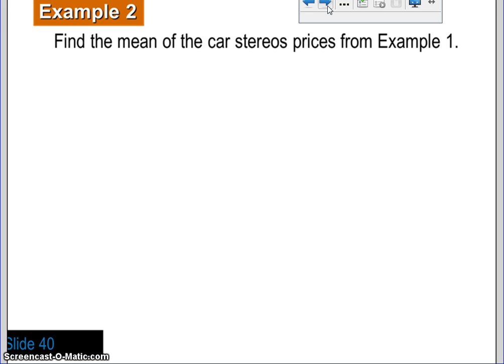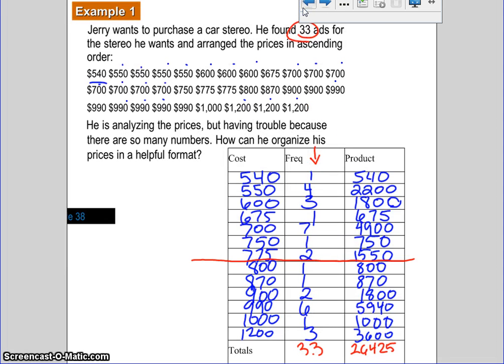All right, example 2 says find the mean of the car stereo prices from example 1. Well, it's going to be pretty easy. We've already done all the calculating. We know that it totals 26,425 and that there are 33 ads. Where did I get that? I got that from the bottom of my frequency distribution chart. You can see right here, 26,425, and there were 33 of them.